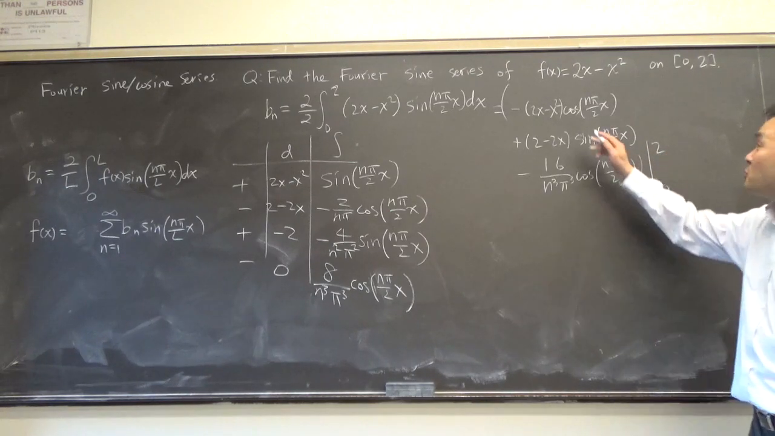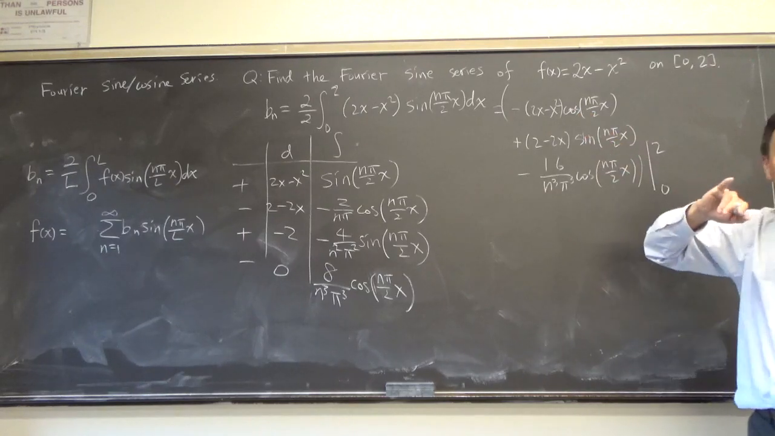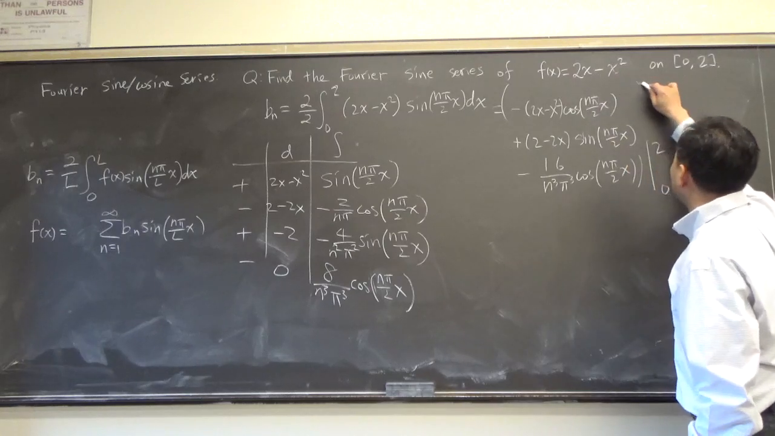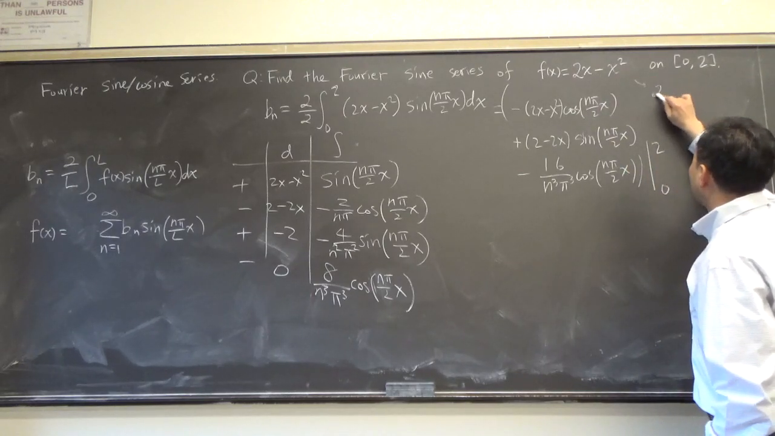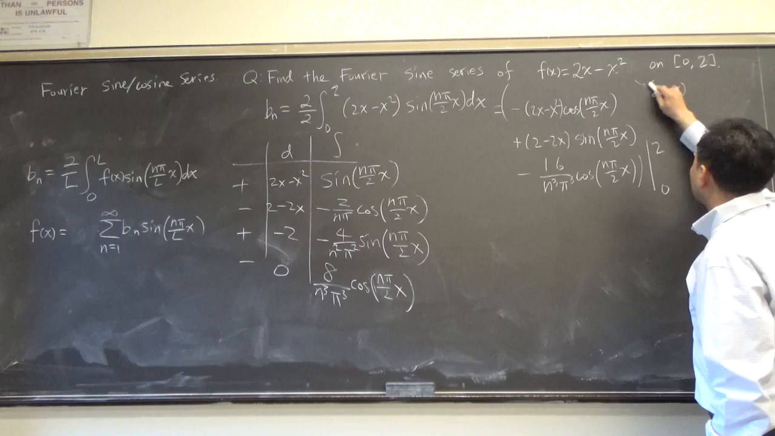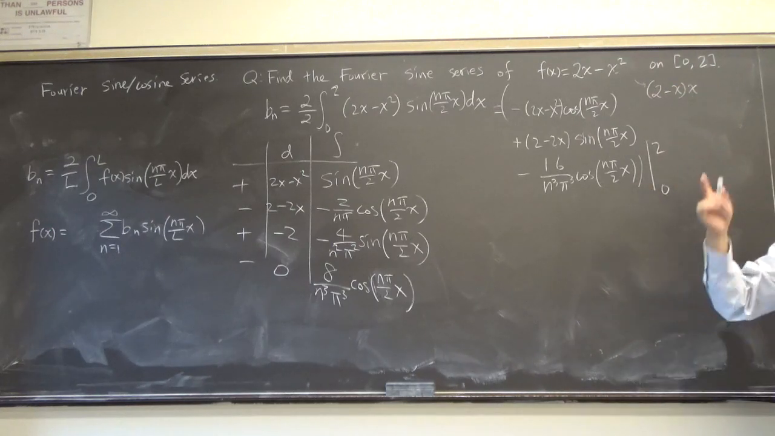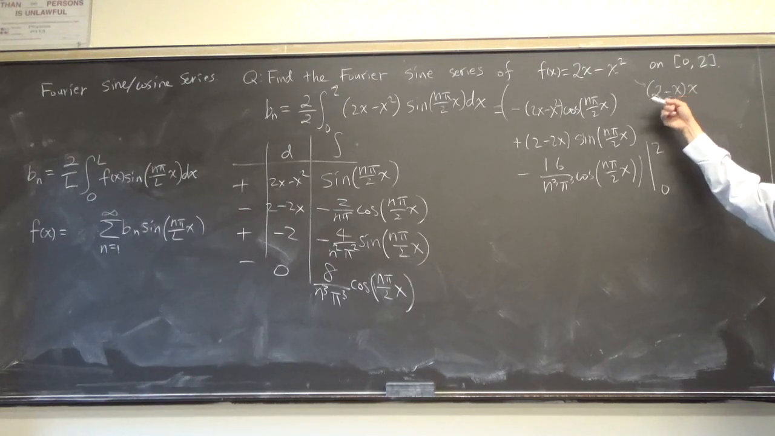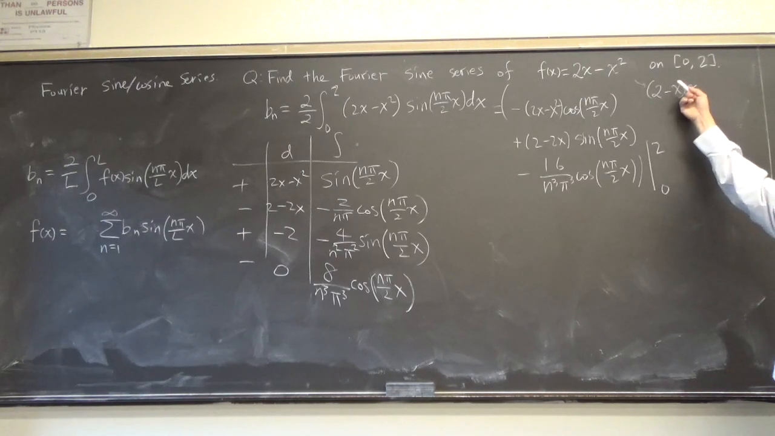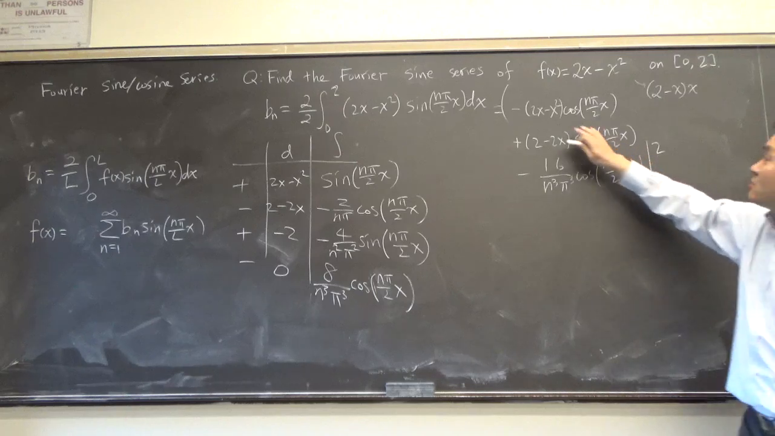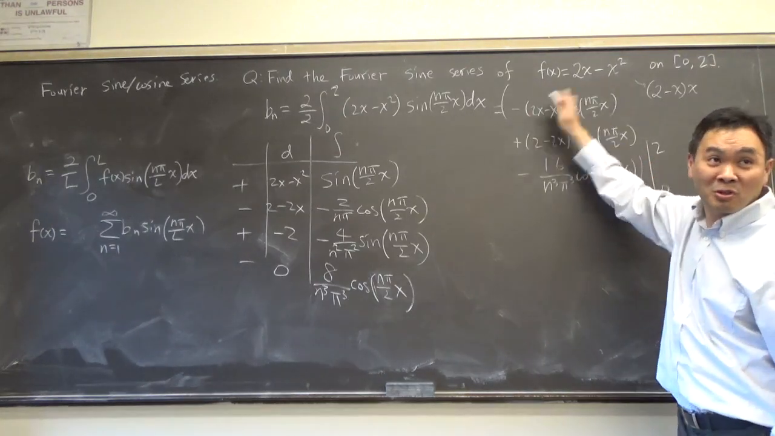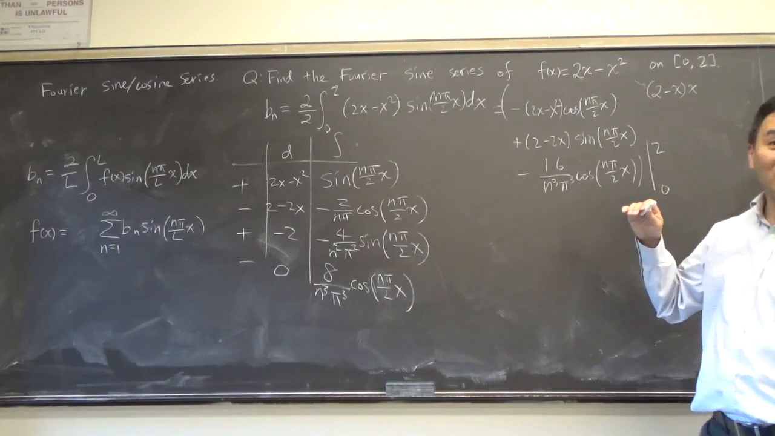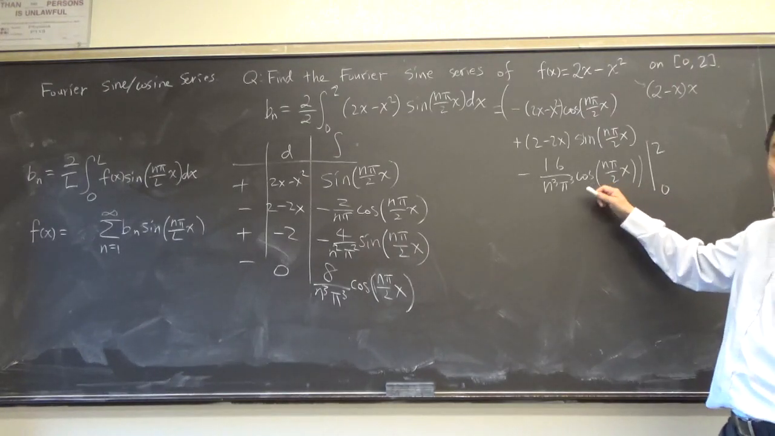Now this one has cosine. However, there's something about this function. I made this function so that it actually factors into (2 minus x) times x. Right? You can factor an x out. Which means if you plug in 2, what do you get? 0. If you plug in 0, you get 0. So in both cases, this side will give you 0, so that one, again, doesn't contribute anything. So the only thing that gives you a non-zero term is from here.